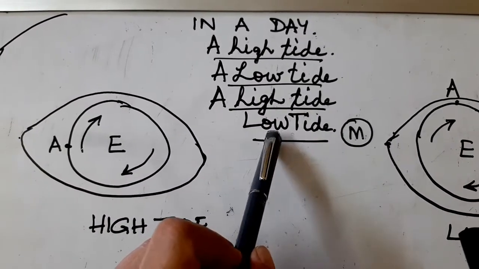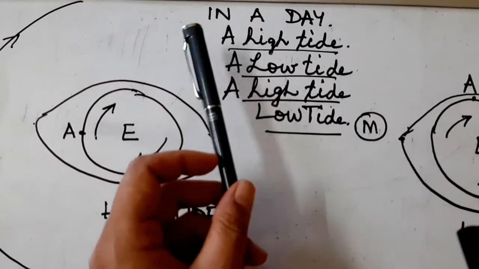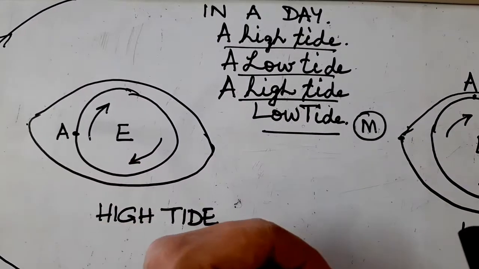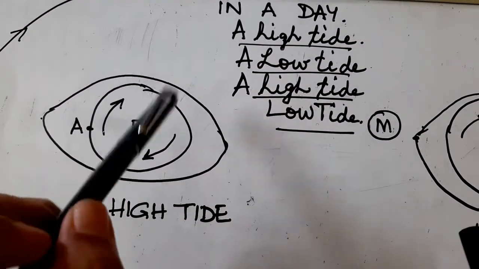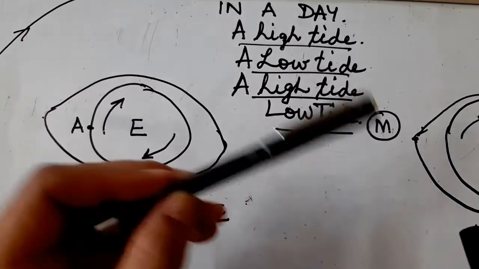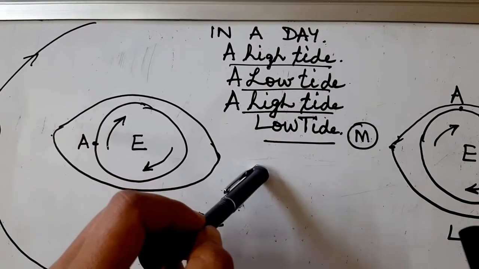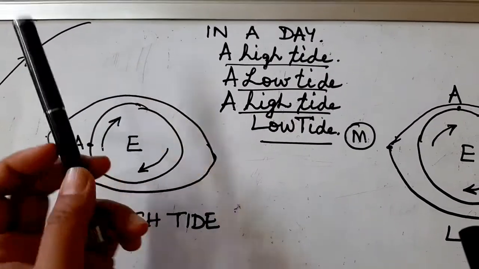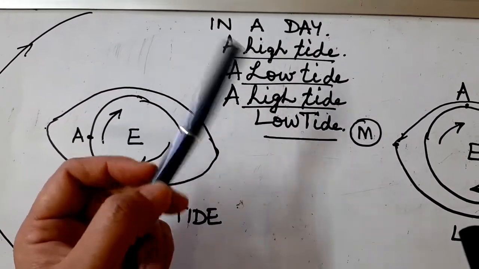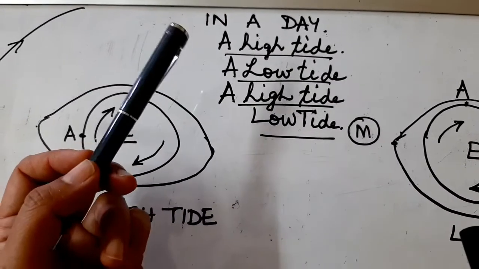Now this happens in most of the cases, but it is not necessary that every place this kind of pattern will emerge. Because tides not only depend upon the position of the moon and the sun and the rotation of the earth, but tides also depend upon another factor, that is the topography of the land, the depth of the sea, or whether it's an open sea or a narrow basin. Generally in open seas, one cannot make out the difference between a high tide and a low tide. There is very little difference.